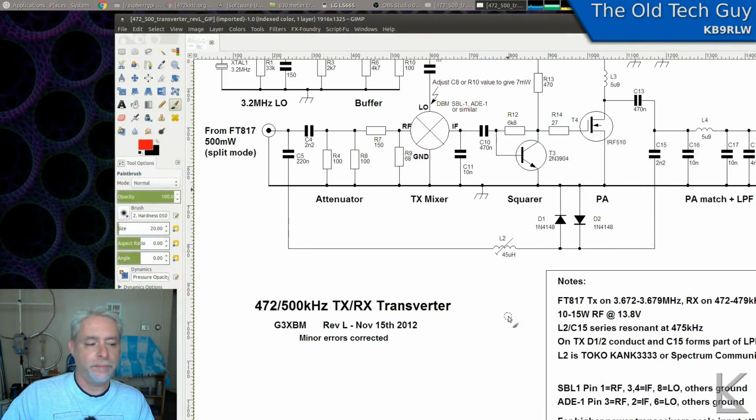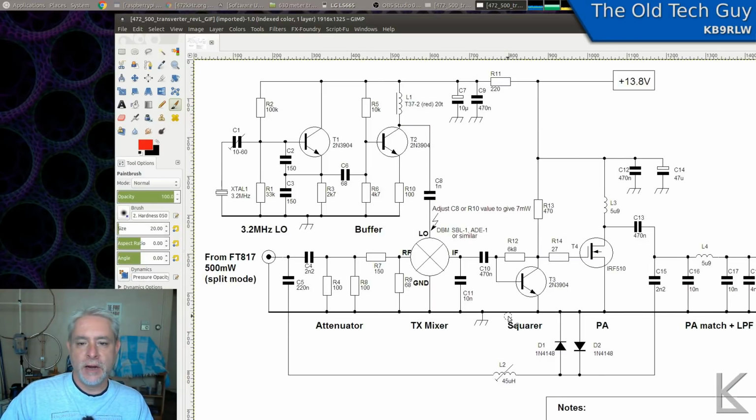Okay, so what is that? Well, let's take a look at a schematic. Let's take a look at a transverter that already has been built for 630 meters by G3XBM. And this is the design I'm mostly going to be following. The power amplifier section will be a little bit different because I'll be using that PA that I've already built that I used in the CW transmitter.